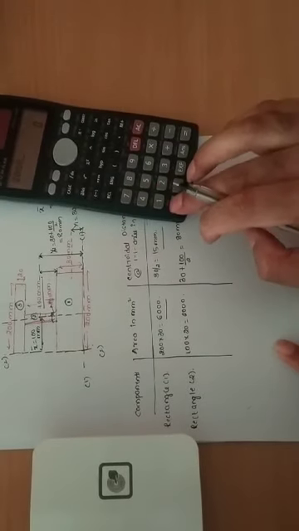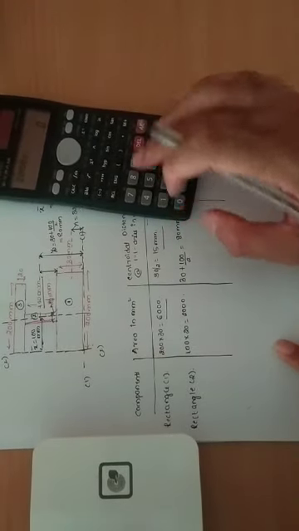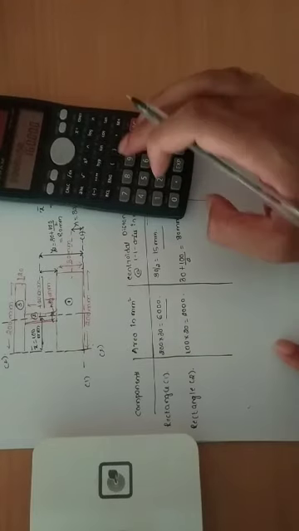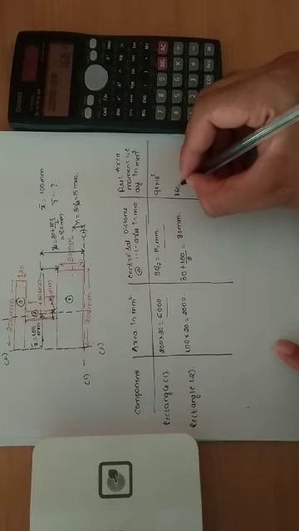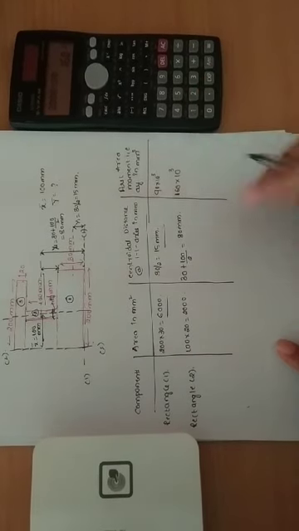Now 2000 multiplied by 80, how much will you get? That will be 160 into 10 raised to 3.